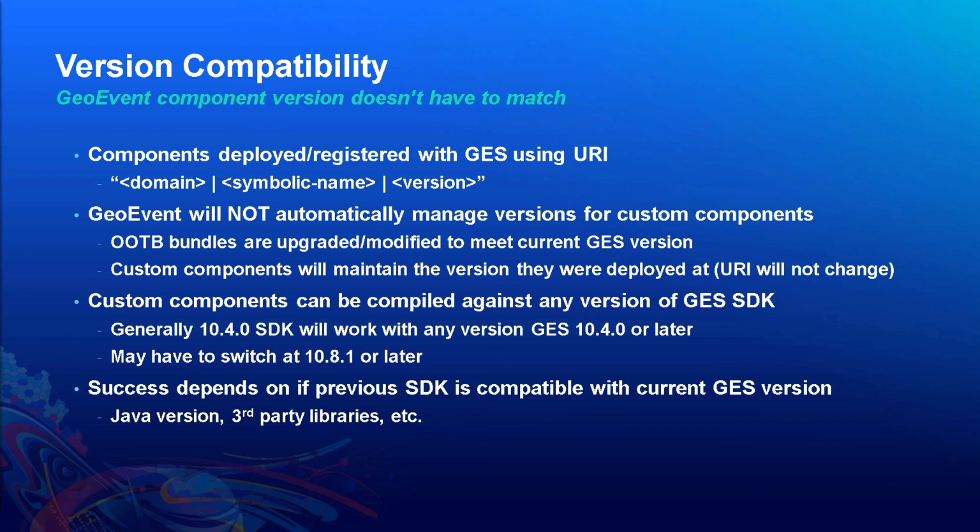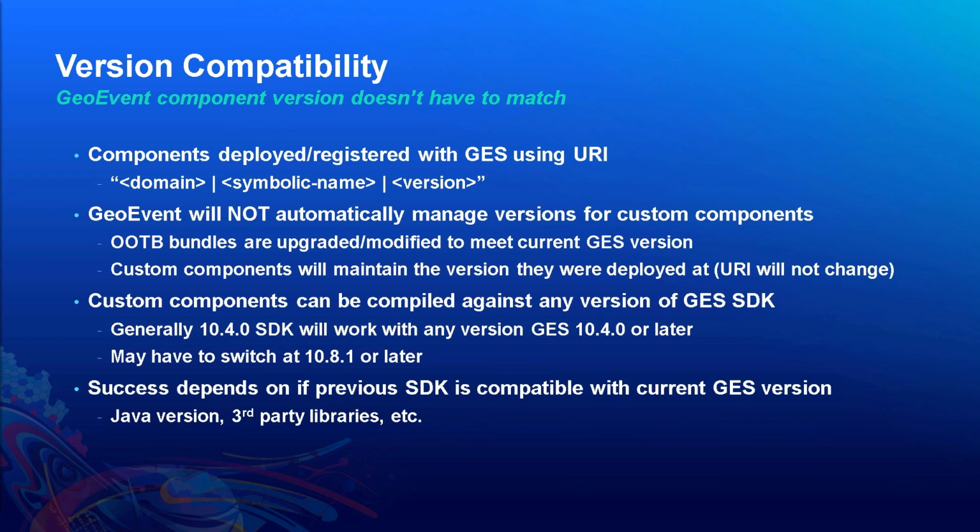All components are registered utilizing a URI that is built up by a domain, a symbolic name, and a version. From our discussion of pom.xml files, you might recognize these as the group ID, the artifact ID, and the revision. All three of these strings are required to create a URI for a component. If you are missing one of them or if it's empty, the component will fail to register and cannot be used within GeoEvent Server. For component URIs that are out of the box, the version is managed by GeoEvent Server. So if a configuration from 10.6 is imported into a 10.8 GeoEvent, the out-of-the-box components will automatically have their URI version updated from 10.6 to 10.8.